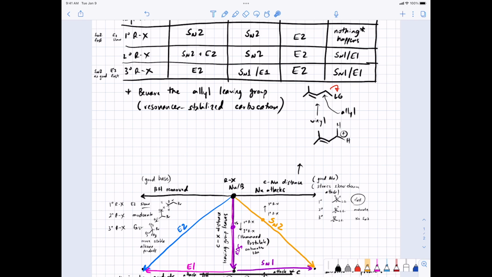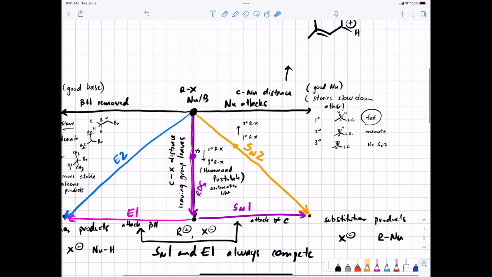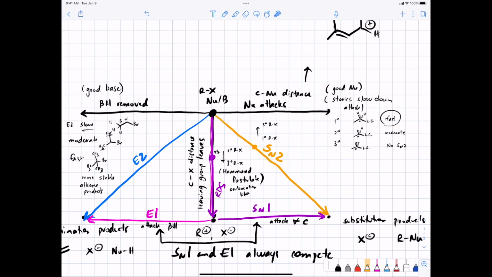Yeah? I think I understand. And also, I just wanted to clarify too, the reason that the SN2 doesn't happen with the tertiary carbons is just because there's so much stuff in the way there. Yep, there's just so much stuff in the way.